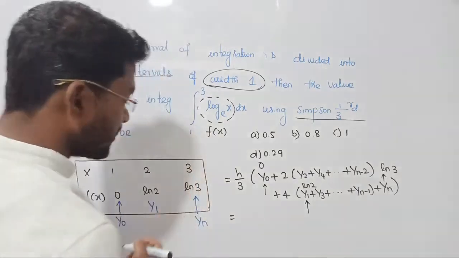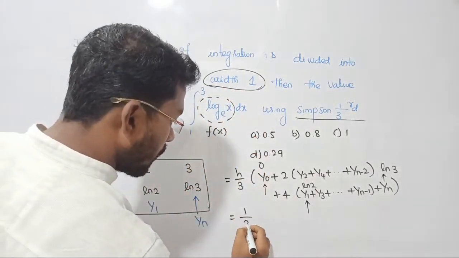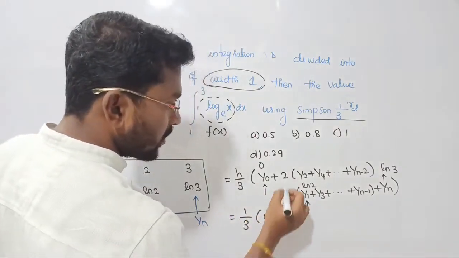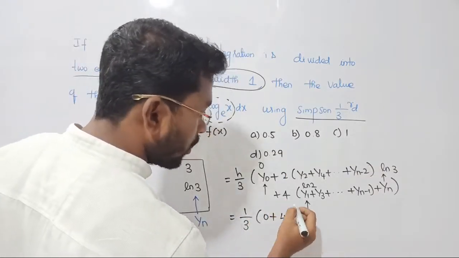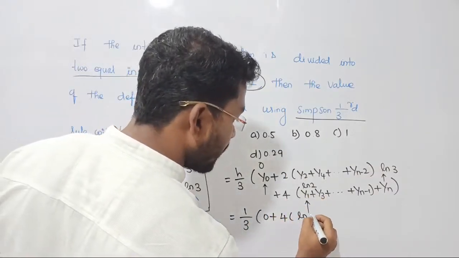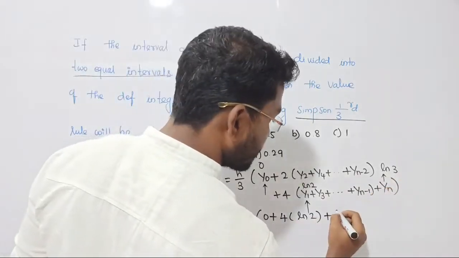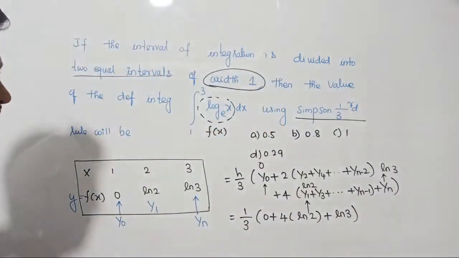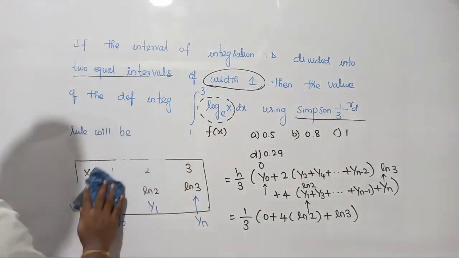And what about the step size? The step size is 1, it was given in the question. So it is 1 upon 3 in bracket: y0 is 0, plus this total term is going to be 0. We are going to consider 4 into ln 2 only, plus yn, which is ln 3. Clear? Such that let me reduce this function. Finally, what are we going to get? Did anyone get the answer?